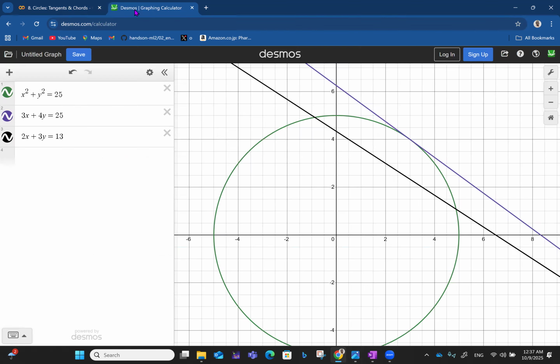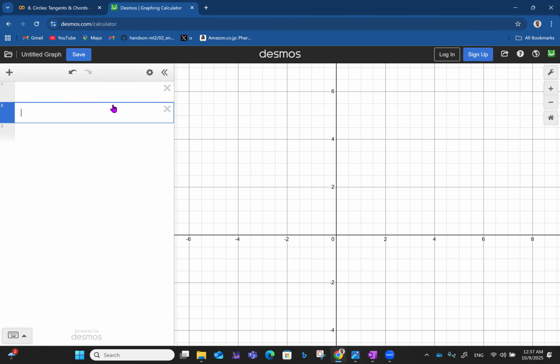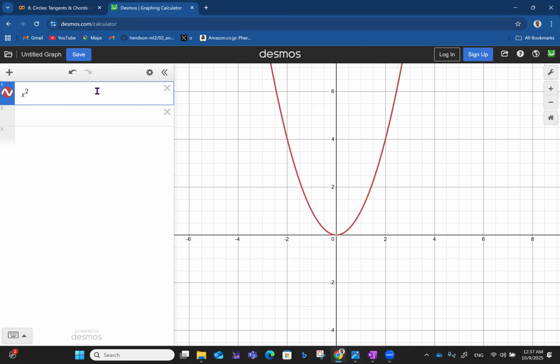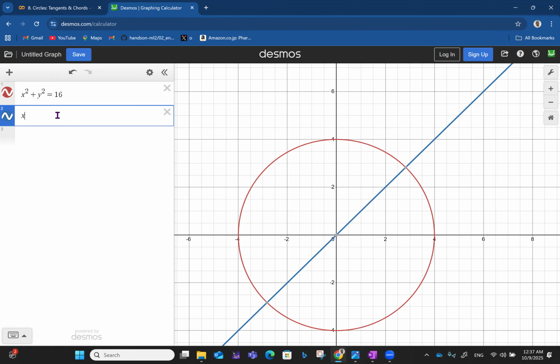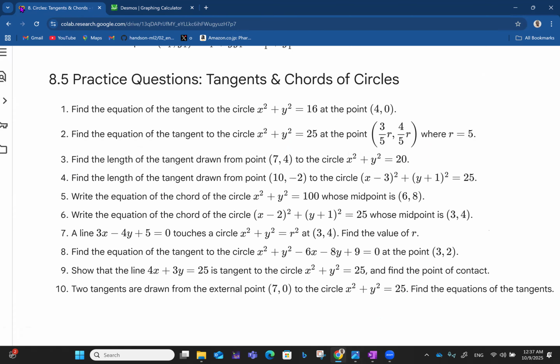So we have x squared plus y squared equals 16. That simply means x is equal to 4. You can see it's actually a tangent as expected. So you can try your hands on these other ones.